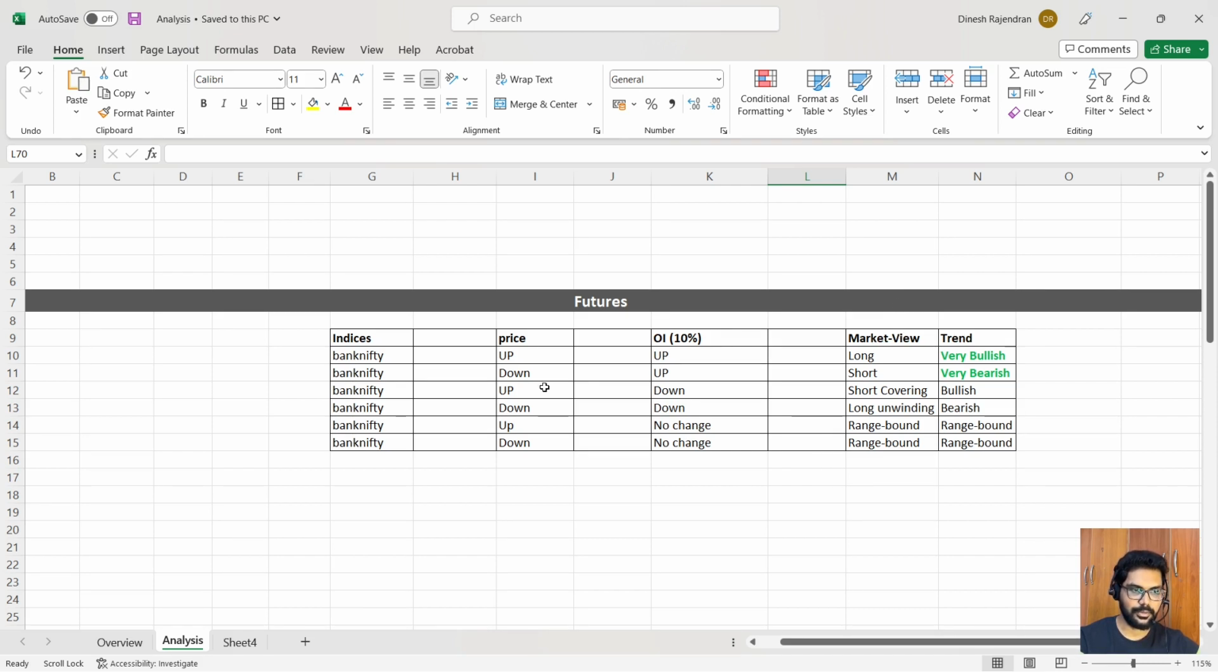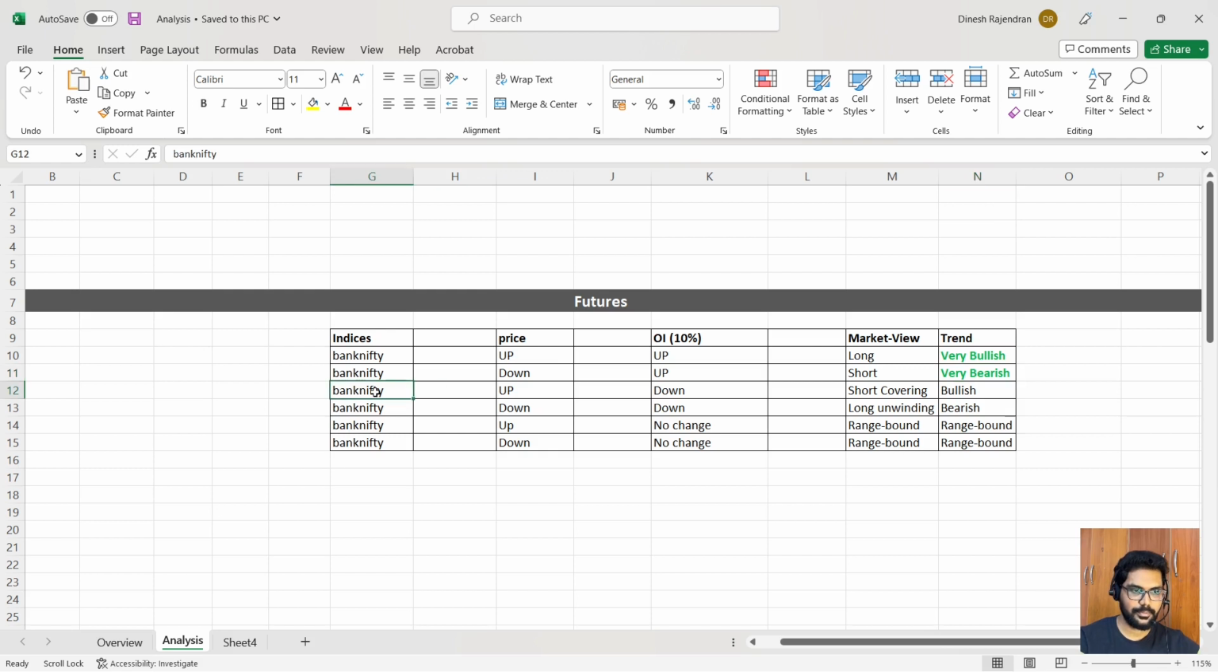Now we'll see one by one, with an example. If the Bank Nifty future closed in green, which means up, you have to check whether the open interest is up by 10% or more. If it is above 10%, then the market view is long, and the trend is very bullish. And if the Bank Nifty future is down and the open interest is up by 10% or more, then the market view is short, which means very bearish.